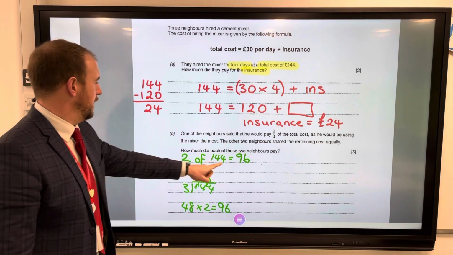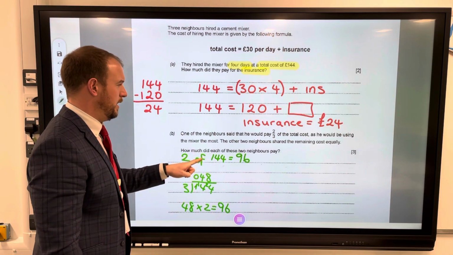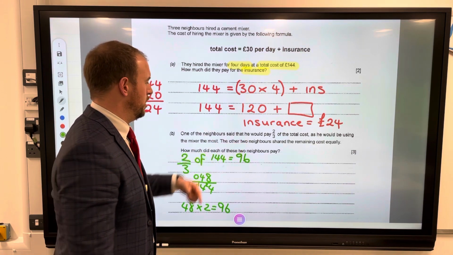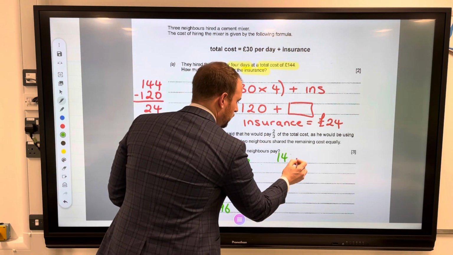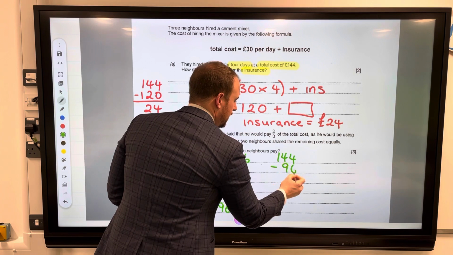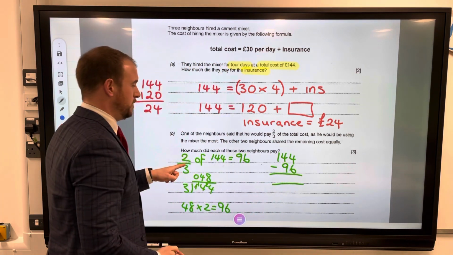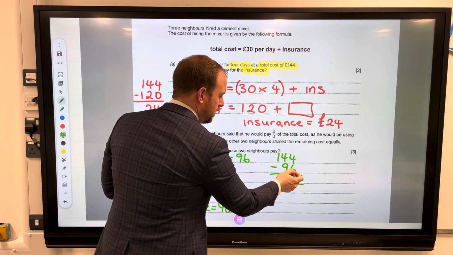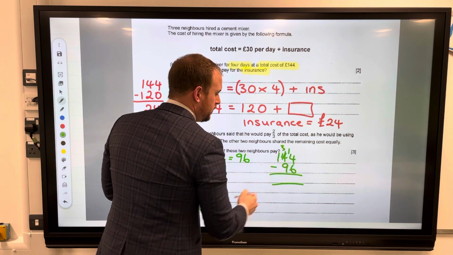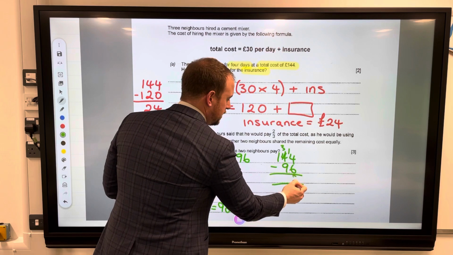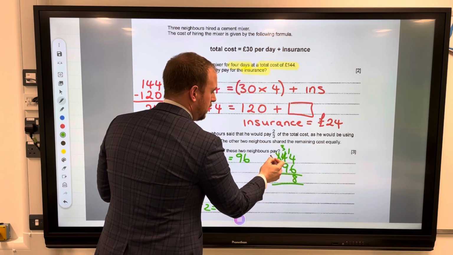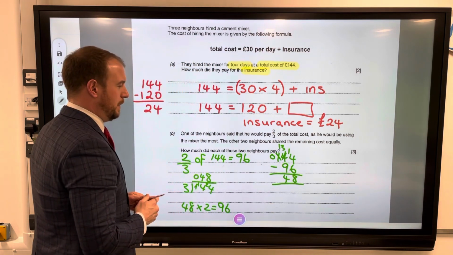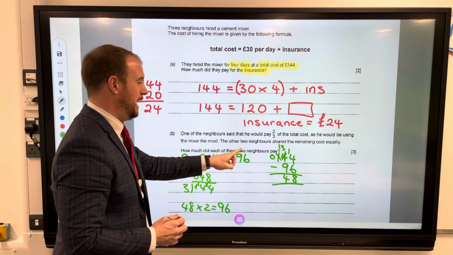So he would pay £96, and then the remaining costs would be shared equally between the other 2. So if we had a total cost of 144, subtract the £96 of what the first neighbour is contributing. So 4 take away 6, we can't do it. Have to borrow. 14 take away 6 is 8. 3 take away 9, we can't do it. So that leaves £48 left to share equally.